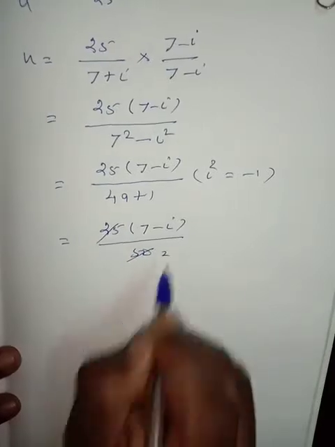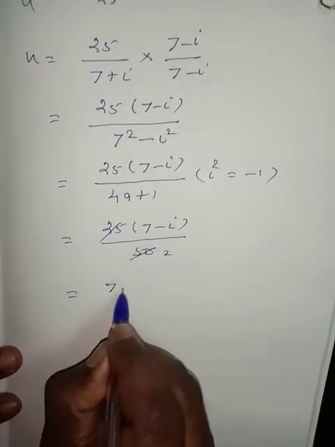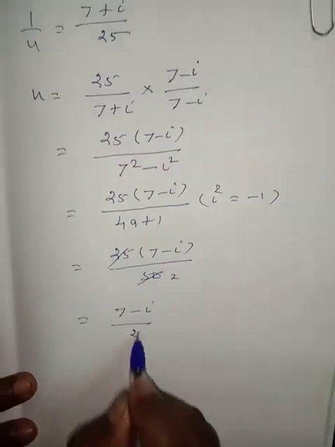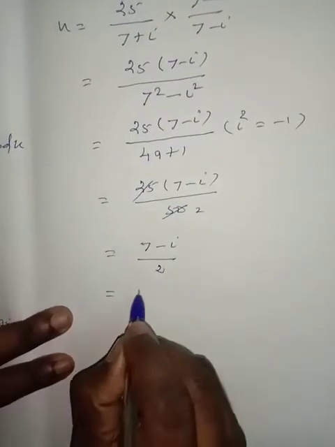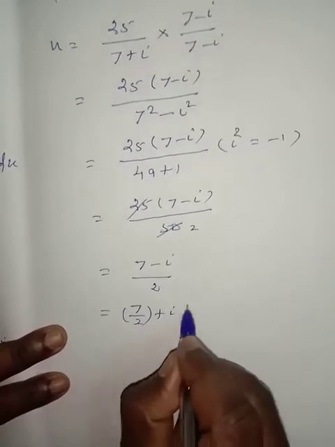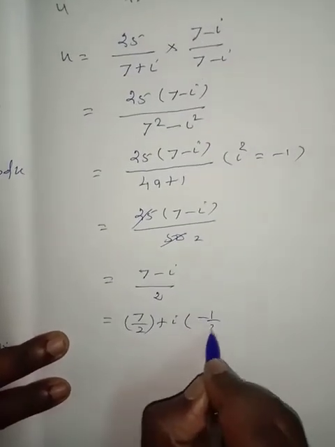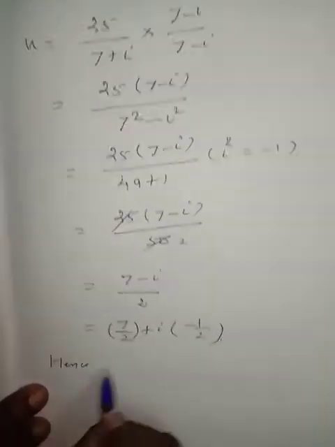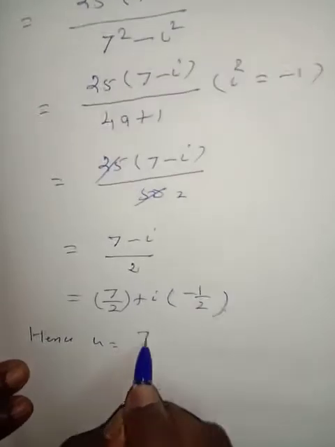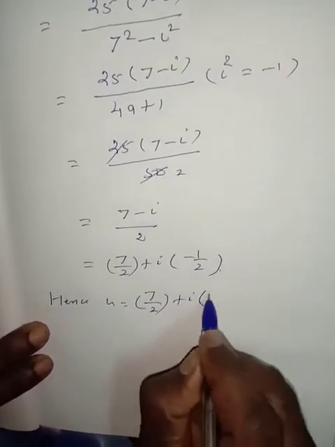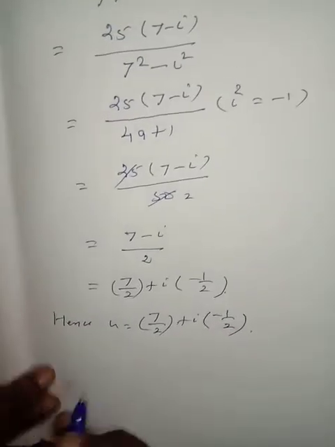Cancelling these two, we get (7 minus i) divided by 2. This can be written as 7 by 2 plus i into minus 1 by 2. This is u. Hence u is equal to 7 by 2 plus i into minus 1 by 2.